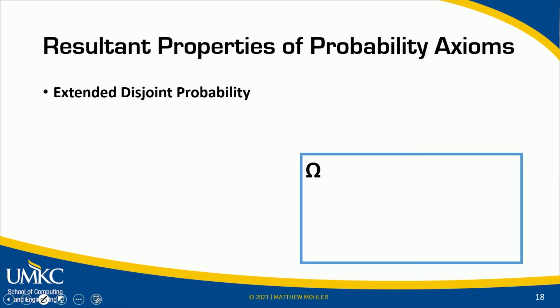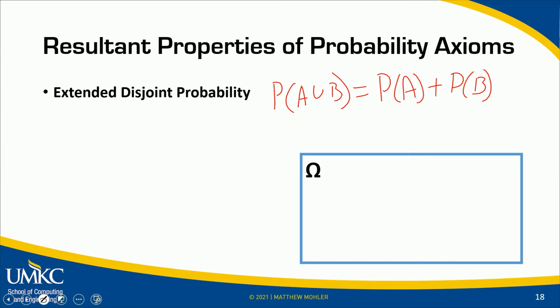Now the next property that we'll look at is that of the extended disjoint probability. As you may recall, we looked at in the previous section of this lecture an axiom, which was that the probability of A unioned with B is equal to the probability of A plus the probability of B, so long as there is no overlap between A and B. And we kind of showed that implicitly through a graphical manner, and we're going to extend this now to more than just two events.